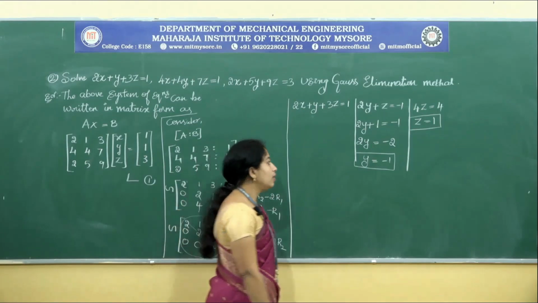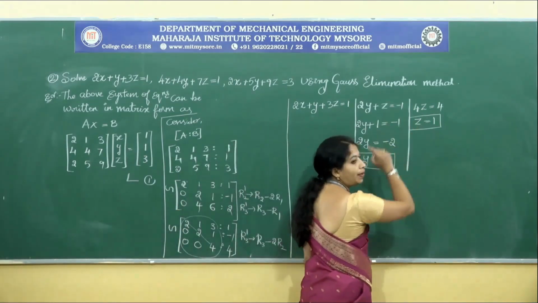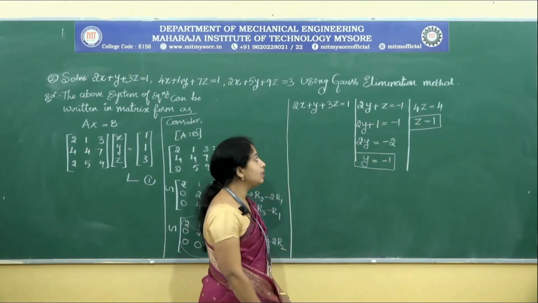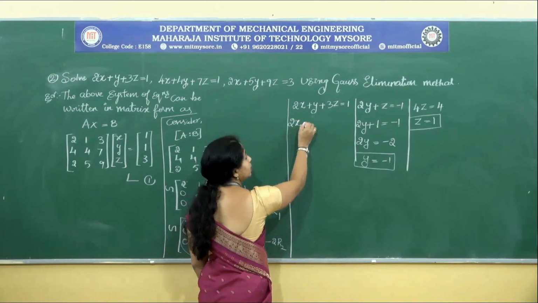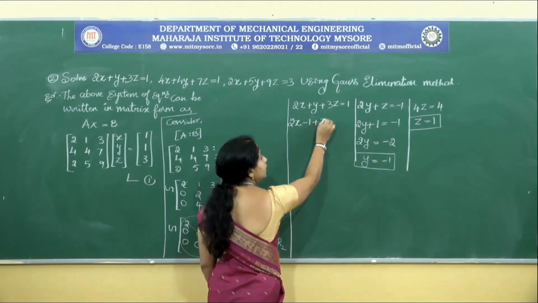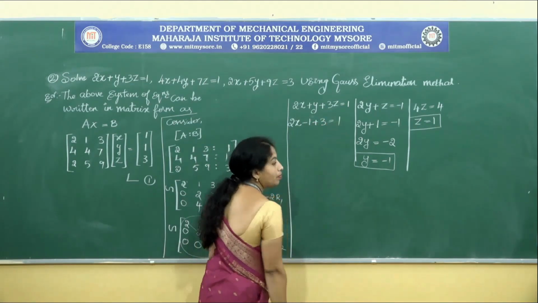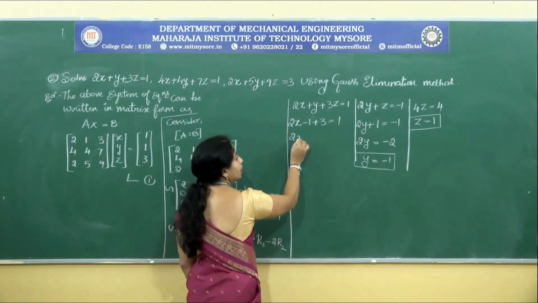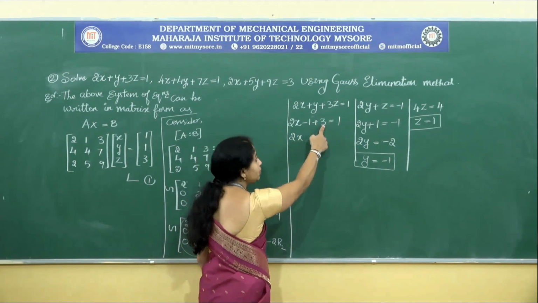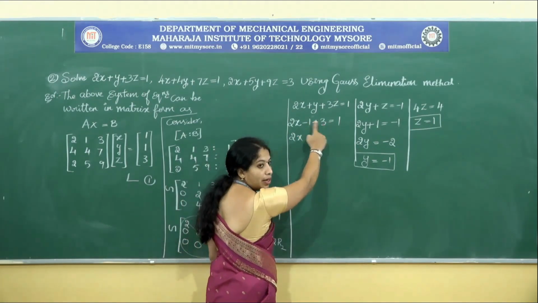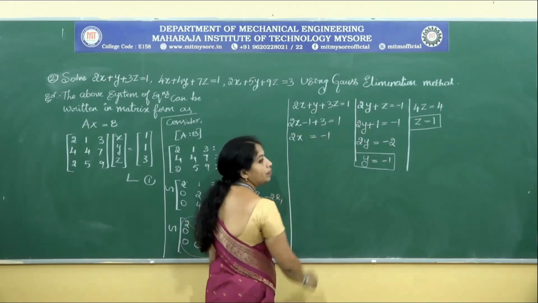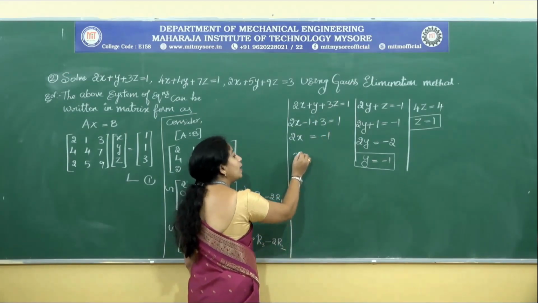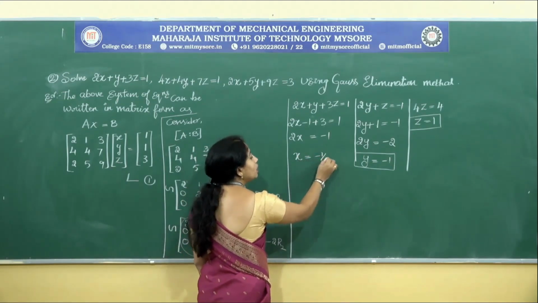Now we got both y as well as z values. Substitute these values in the first equation. You will get 2x minus 1 plus 3 times 1 is equal to 1. Therefore 2x minus 3 plus 1 will be, minus 1 plus 3 is equal to 2. 1 minus 2 is minus 1. Therefore the value of x is minus 1 by 2.